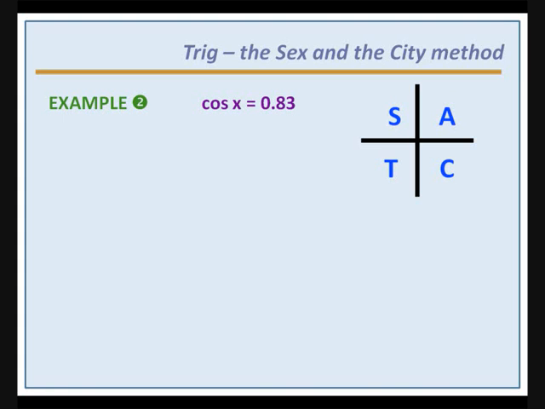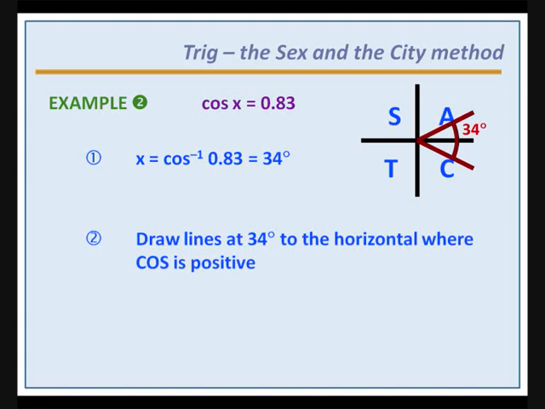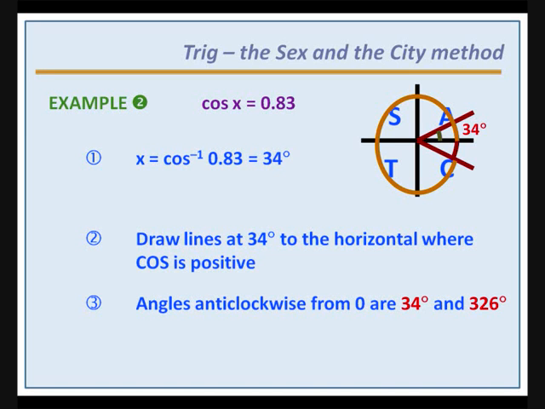Example 2. Cos x is 0.83. The inverse cos of 0.83 is 34 degrees, so we draw lines at 34 degrees to the horizontal, where cos is positive, and that's in the A and C quadrants. Then the angles anticlockwise are 34 degrees and 326 degrees, which is 360 minus 34.